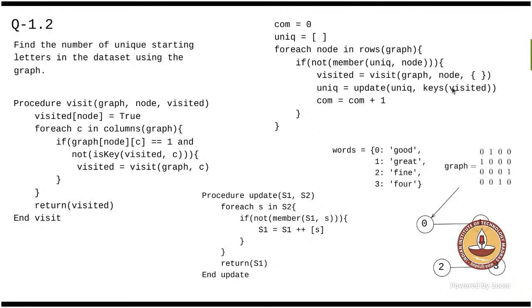If node 1 is a part of the list called unique, then don't visit. If it is not there, for example node 2 will not be a part of the nodes that you visit when you do a DFS of 0. So when you come across node 2, you start a DFS from that again. Every time you initiate a new DFS, you update com by 1, so you'll end up with the total number of unique letters in the data set.